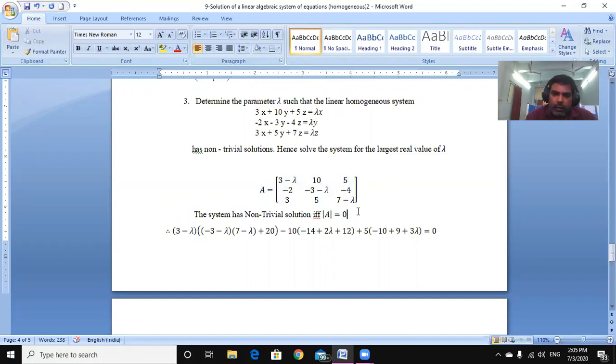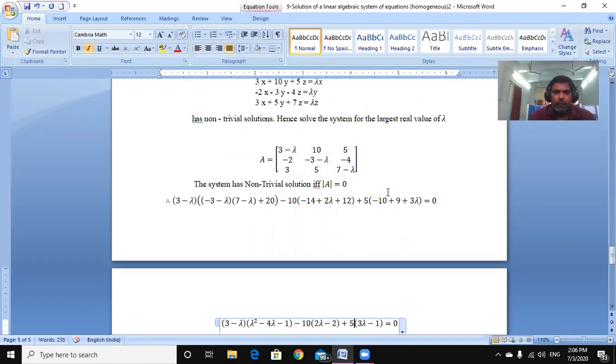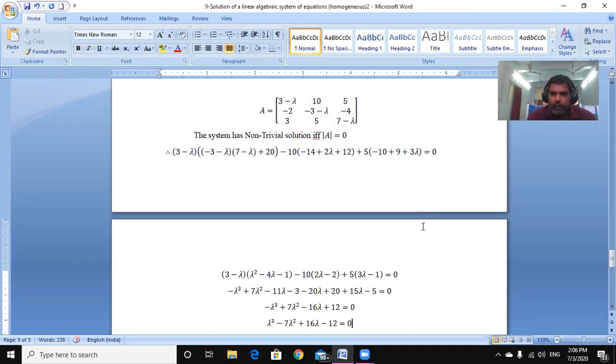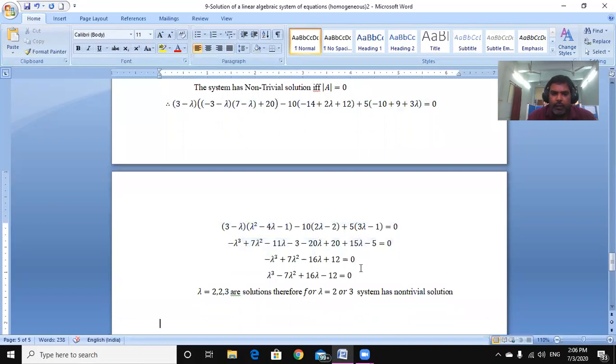Or you can reduce this matrix to echelon form, but this is a little bit difficult because the diagonal elements contain this minus lambda. So that is also a procedure you can follow, but this is the easiest method for these kind of problems. I am finding the det of this matrix. This is the det of the matrix, minus 3 minus lambda into the product of these two plus 20 minus 10 into minus 2 into 7 minus lambda plus 12 plus 5 into minus 10 plus 9 plus 3 lambda. So on simplifying I got an equation like this.